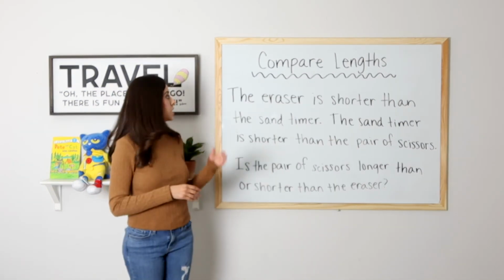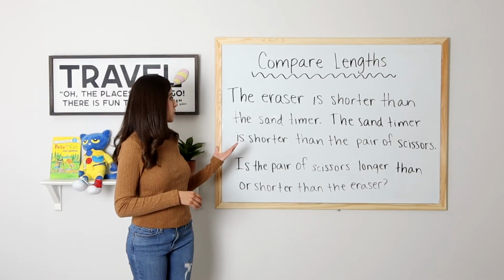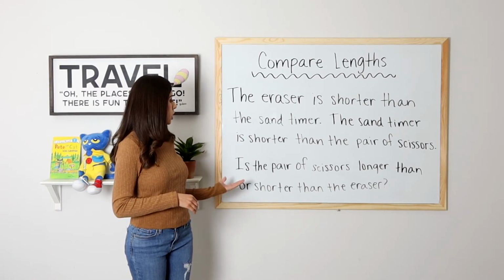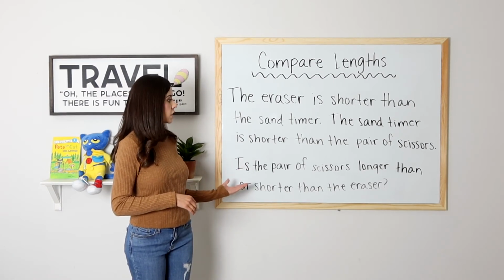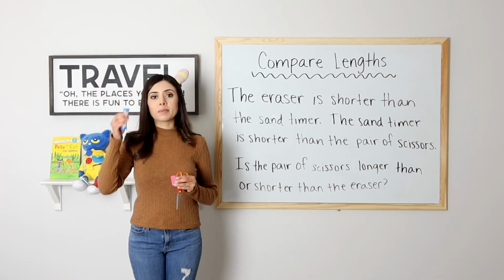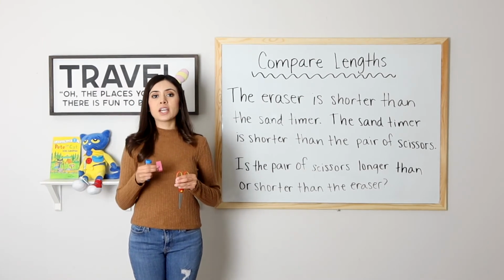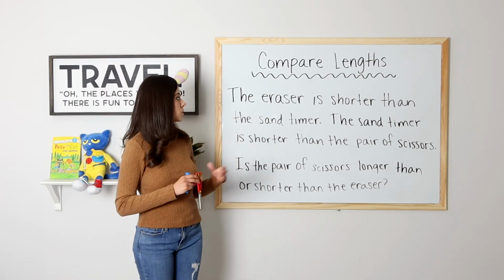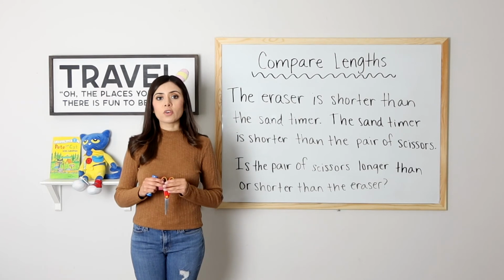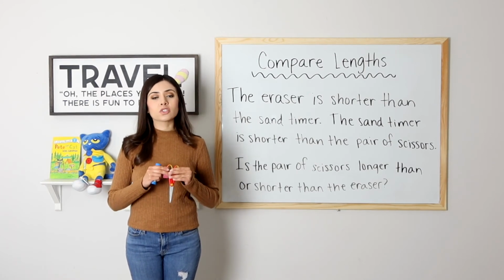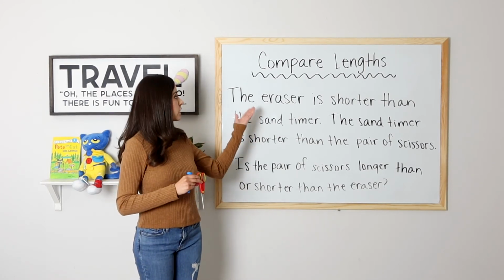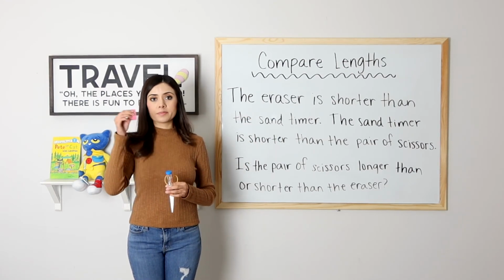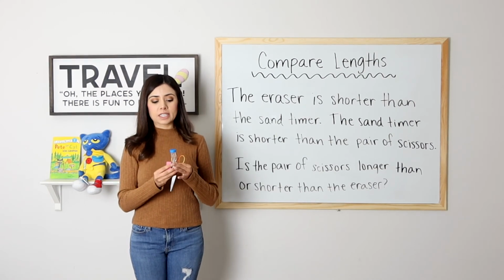Okay, this example says, the eraser is shorter than the sand timer. The sand timer is shorter than the pair of scissors. Is the pair of scissors longer than or shorter than the eraser? So I have my 3 items here, my sand timer, my eraser, and my pair of scissors. So the word problem is telling me which items are shorter than others. Therefore, I will arrange my items starting with the shortest. It says that the eraser is shorter than the sand timer. So I will start with my eraser and follow with my sand timer.